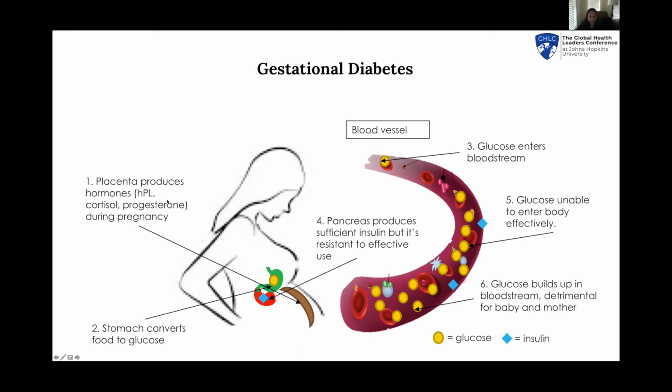It also releases hormones such as those that are listed here, and these hormones interfere with insulin production. This can once again cause glucose to build up in the bloodstream and can be detrimental to both mother and baby. However, in gestational diabetes, the diabetes usually ends after the pregnancy.